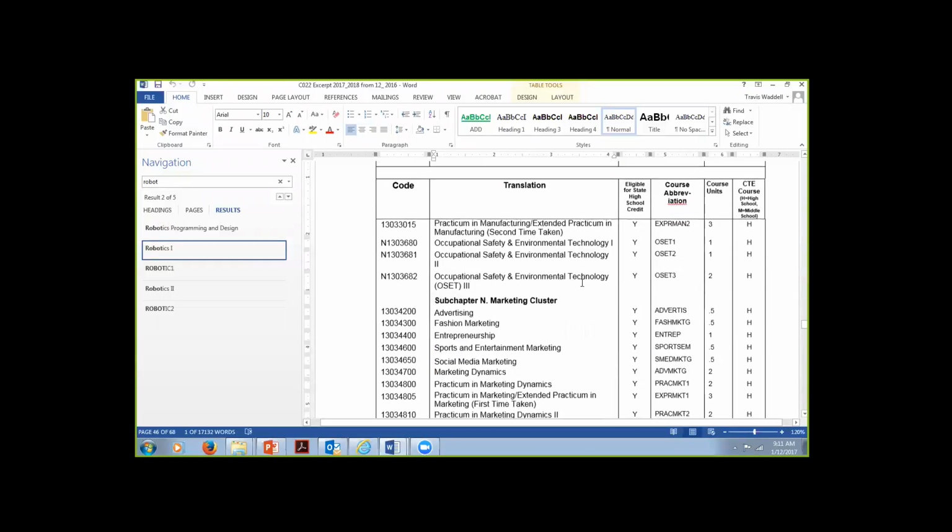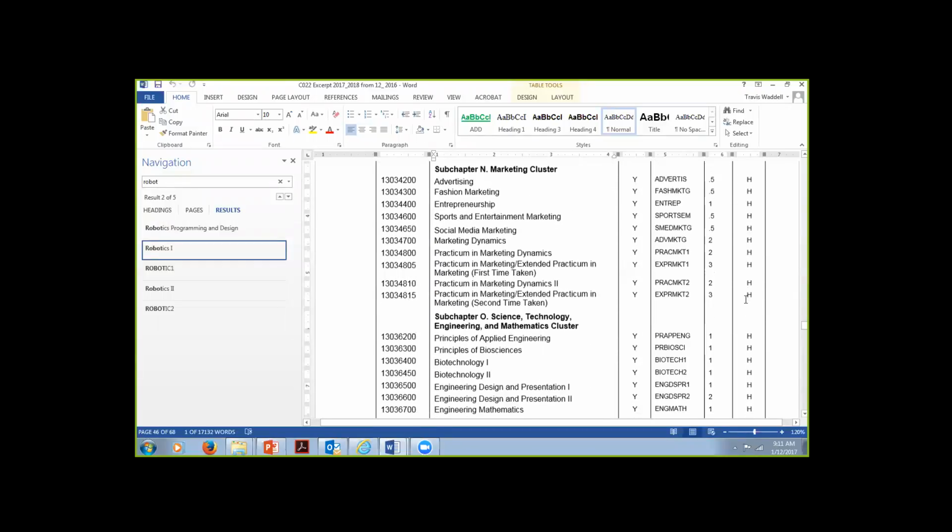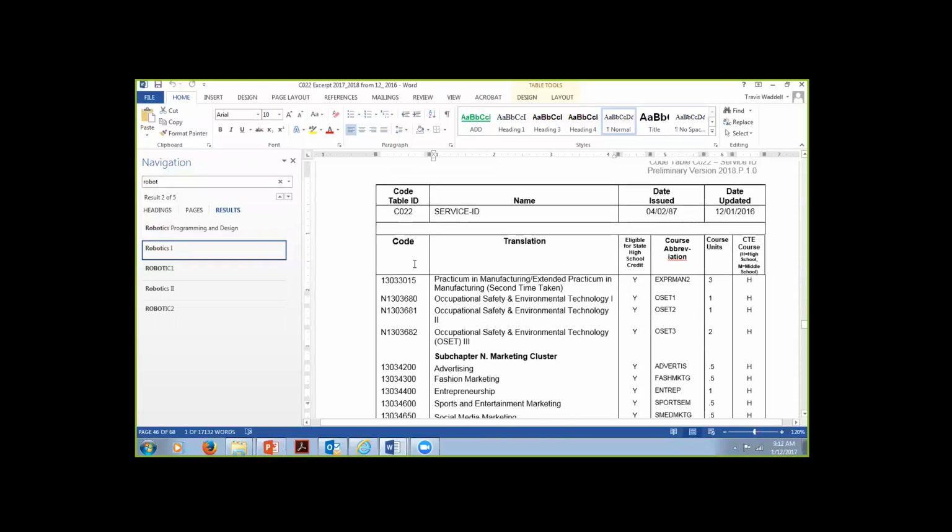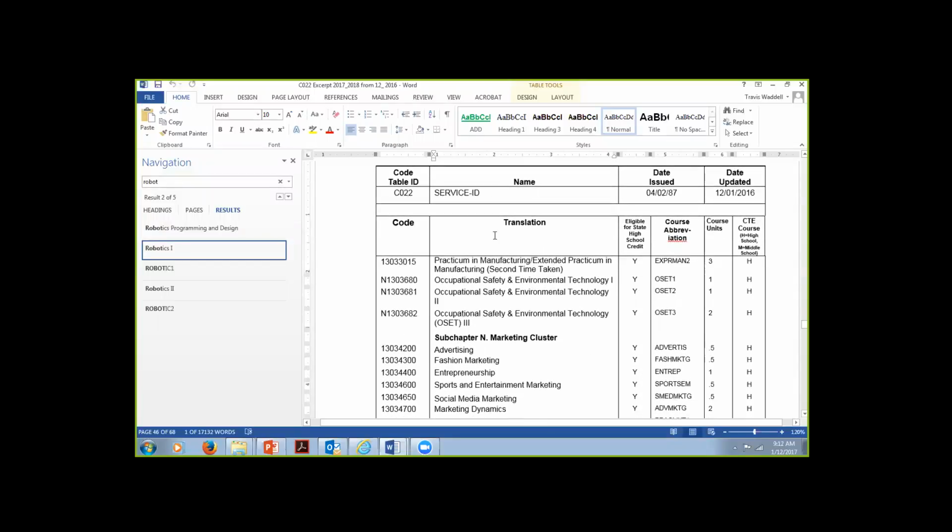Now, if you notice, it has an additional letter in what is the 6th column. And what that is, once again, you have the code here, you have the translation, you have eligible for high school credit, course abbreviation, course units, and is this going to be funded for high school CTE?